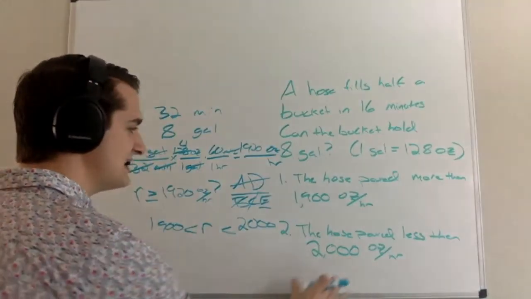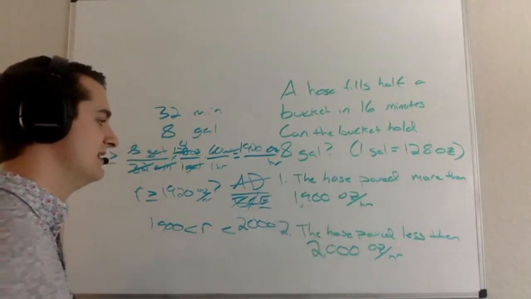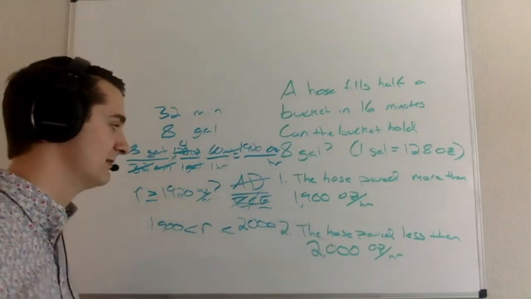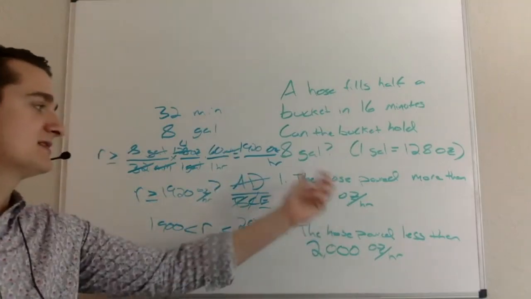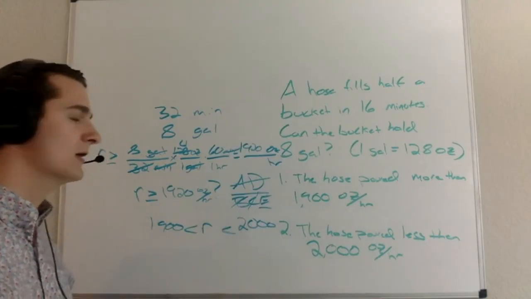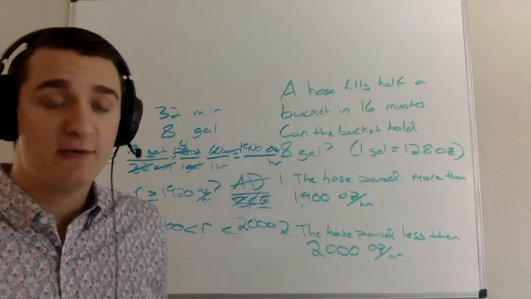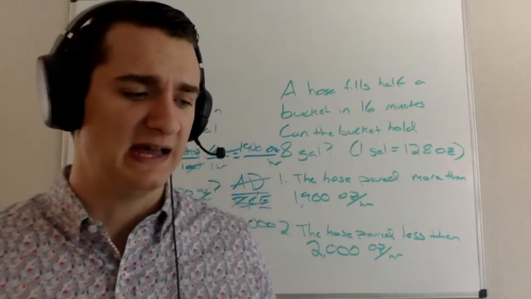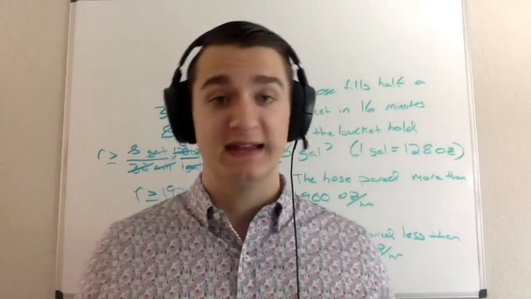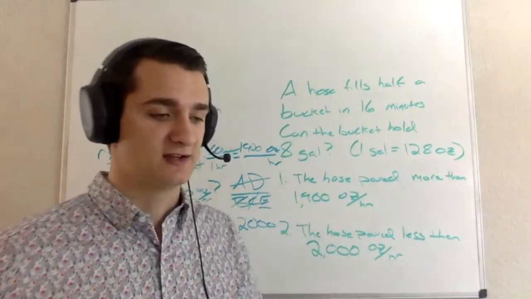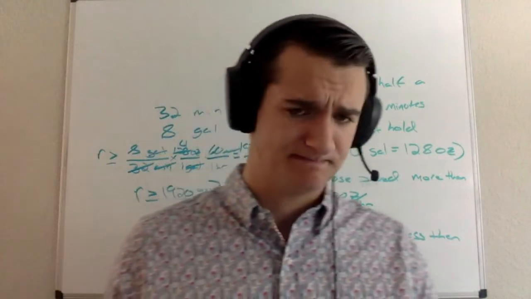But that's not actually the case, right? If this says the host poured less than 1910 ounces per hour, well, that actually would be sufficient because then I would know it's not greater than or equal to 1920. Or if this says the host poured more than 1930 ounces per hour or 1950, that would be sufficient. So just because I have an inequality doesn't mean that it's not sufficient here. But in this case, it does play out that E is the correct answer and both statements together are not sufficient.